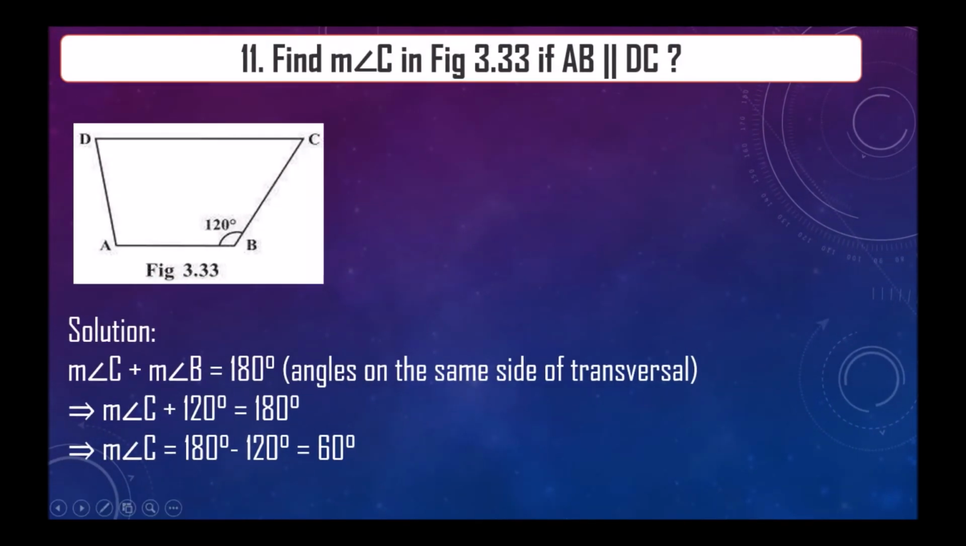11th, find measure of angle C in the figure if AB is parallel to DC. So measure angle C plus measure angle B equals 180 degrees because angles on the same side of a transversal. Measure angle C plus 120 equals 180. So measure angle C equals 60 degrees.